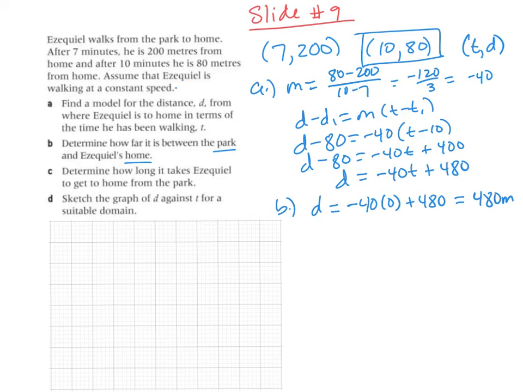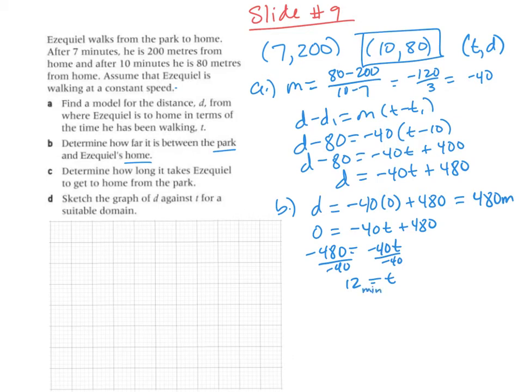Then let's put in a 0 for the distance. That's when he's at home, right? His distance from home would be 0. And let's find out what time produces that. So I'd have negative 480 equals negative 40T, and divide both sides by negative 40. So T is positive 12. Okay, so 12, now what are we measuring in? Minutes? Yes, so it's 12 minutes.